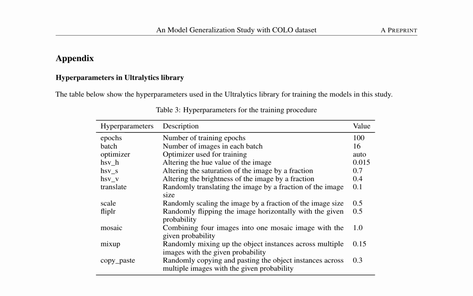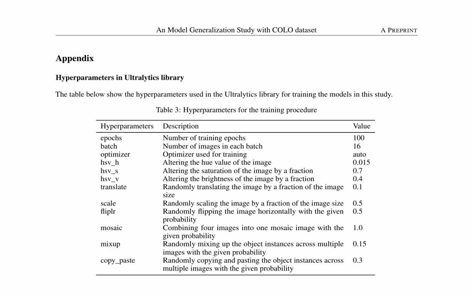This study delves into model generalization using the COLO dataset, with a particular emphasis on hyperparameter tuning for optimal performance. The authors leverage the Ultralytics library and provide a comprehensive table detailing the hyperparameters used in their training procedure. These include parameters such as epochs, batch size, optimizer, and various image augmentation techniques like altering hue, saturation, brightness, translation, scaling, flipping, mosaic creation, mix-up, and copy-paste.